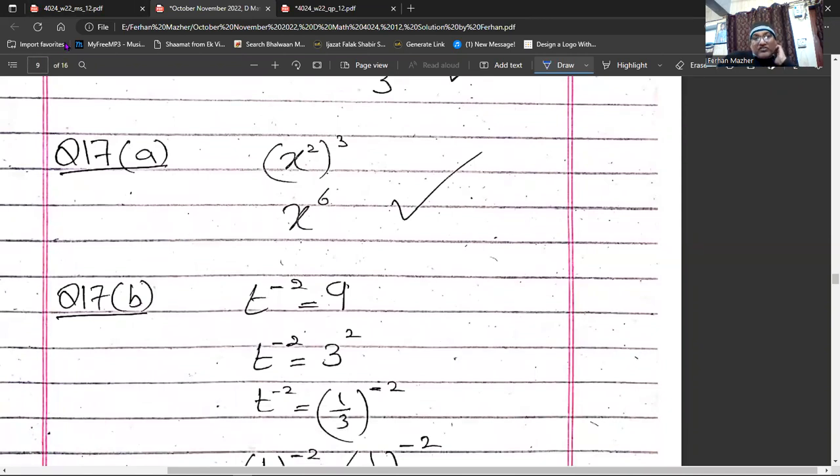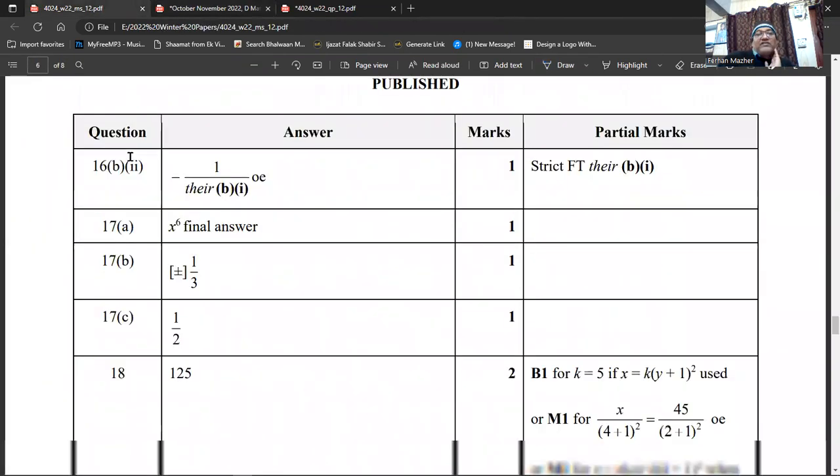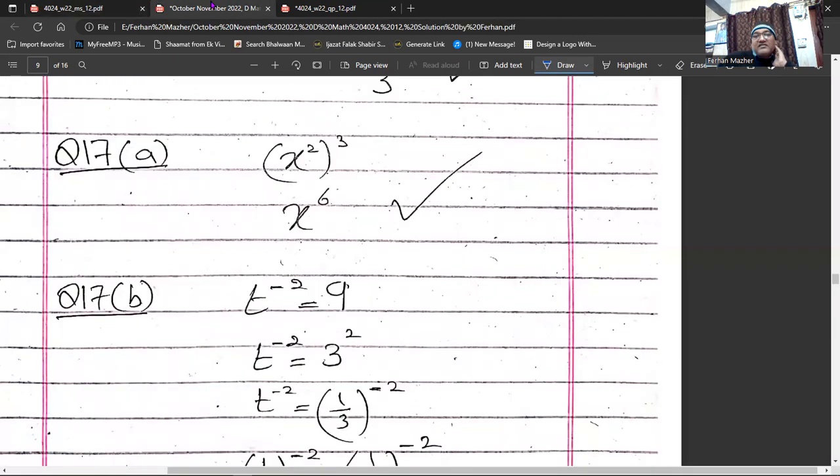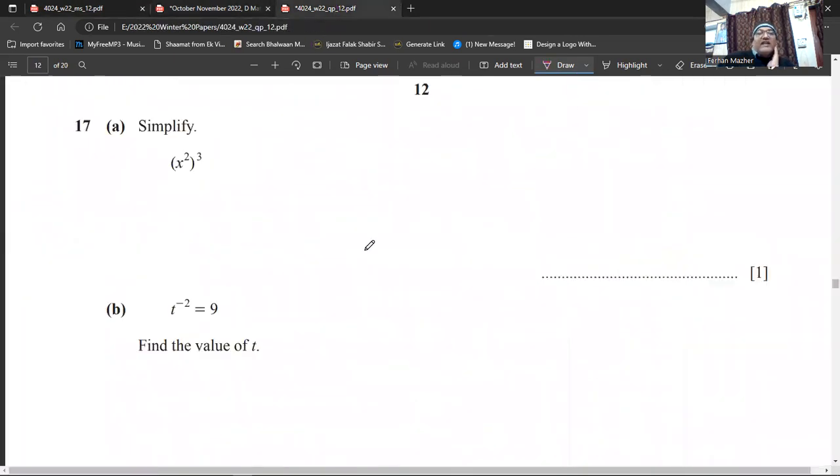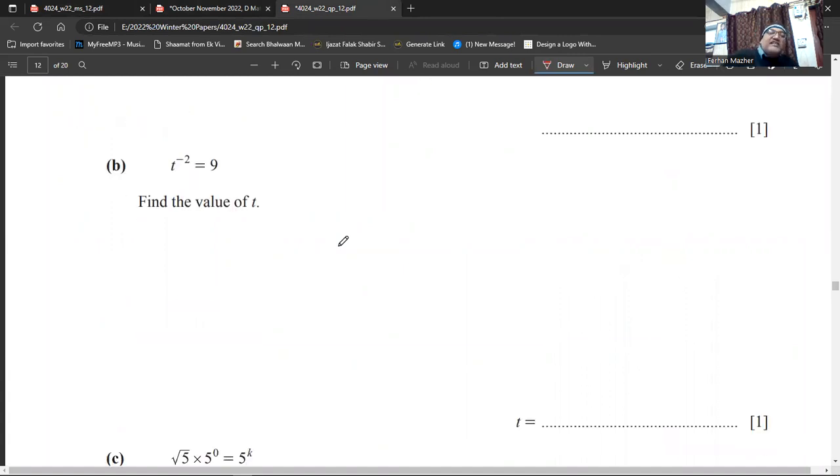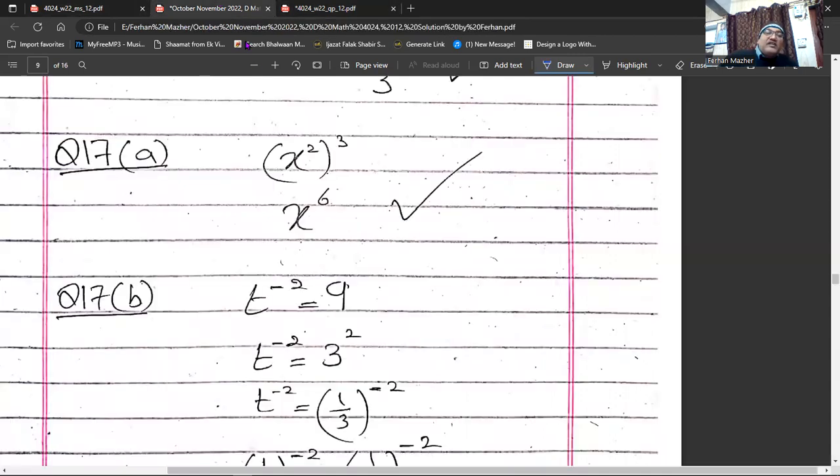The solution is showing up on your screen. x raised to power 6 is the right answer. This is the solution. Okay. Then we have question 17, B part: t raised to power minus 2 equals 9. The question is, find the value of t.